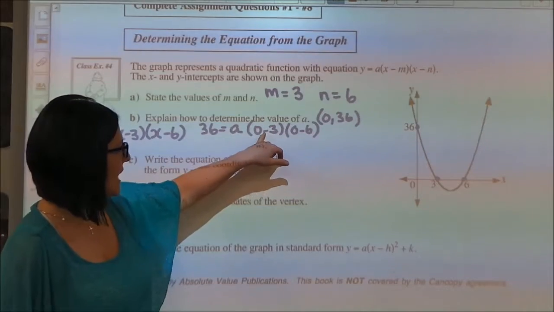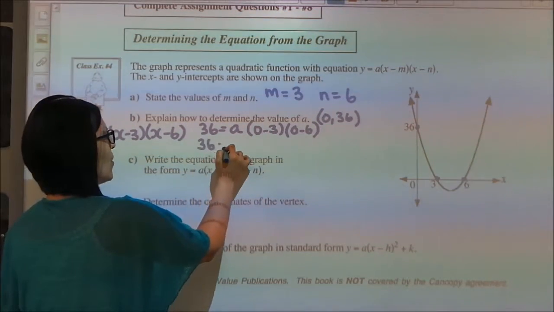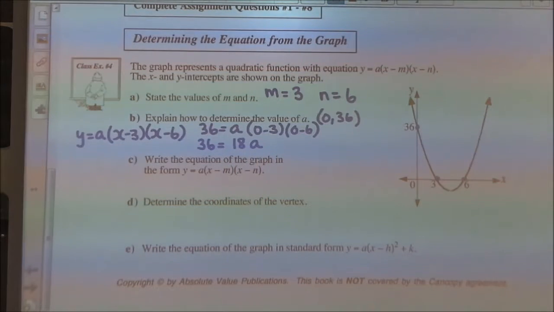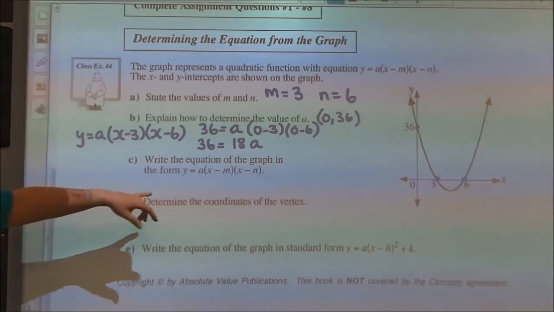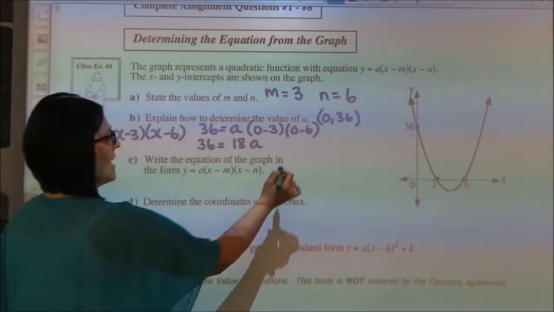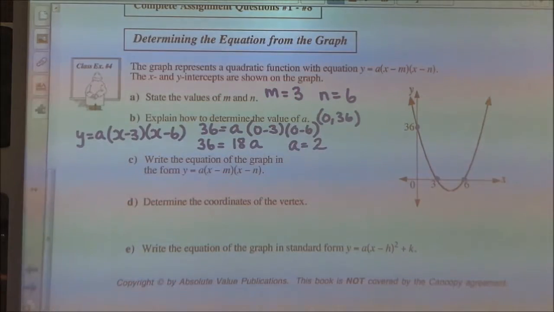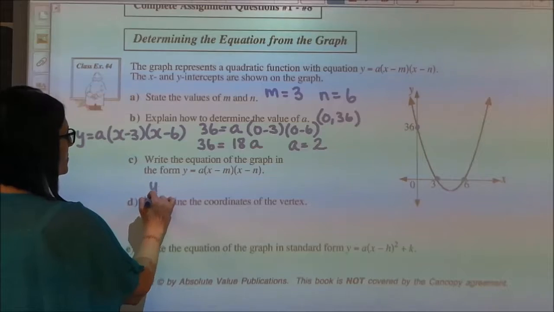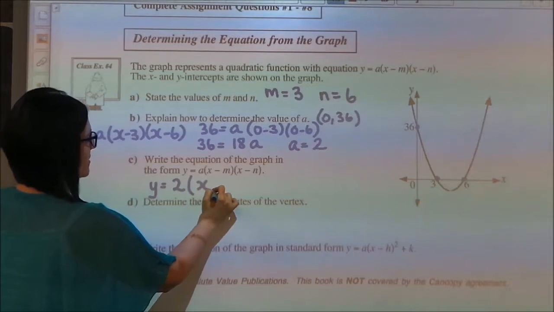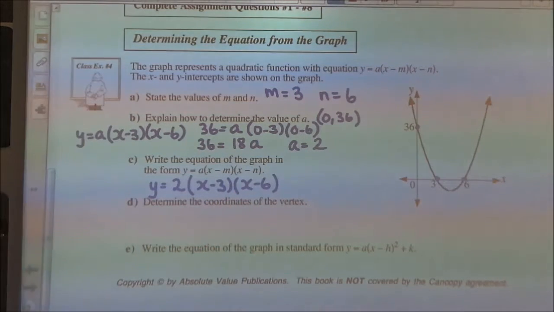So in here I'm going to get -3 times -6, which will give me a positive 18. That'll then be multiplied by A. So to figure out the value of A, divide both sides by 18, and A would equal 2. So then my equation becomes y equals 2 times (x minus 3) times (x minus 6).